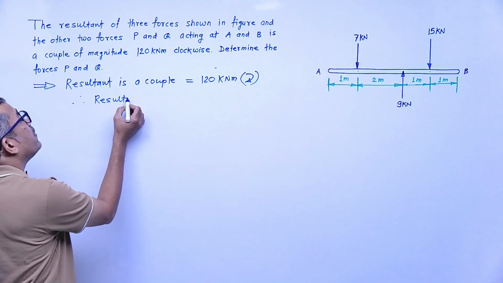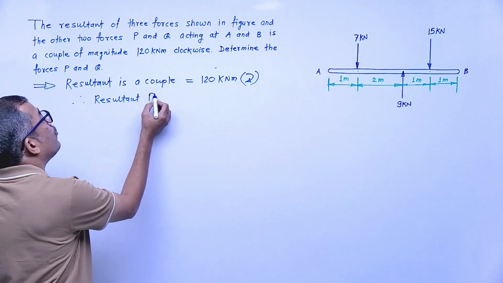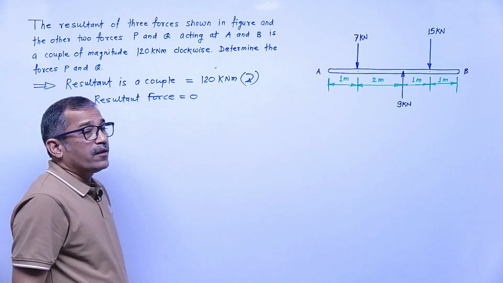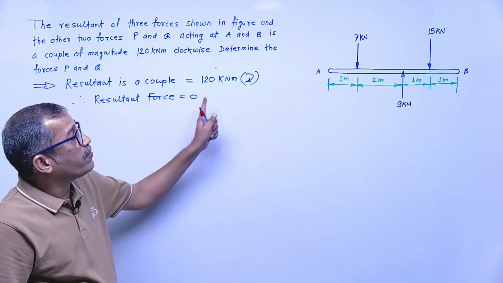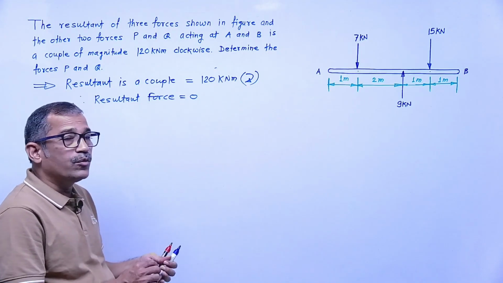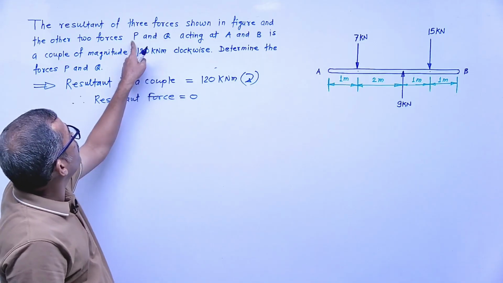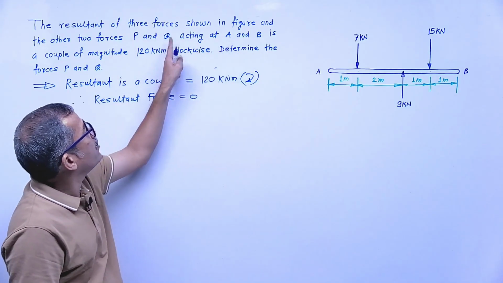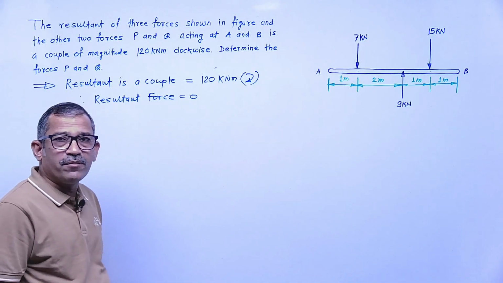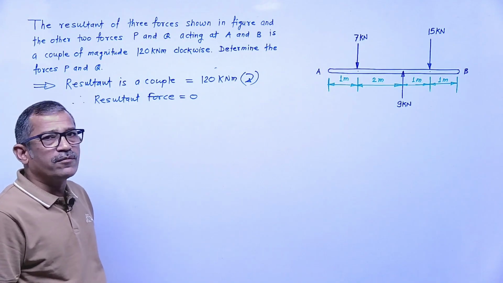That means as per this wording, resultant is a couple of 120 kilonewton meter clockwise, therefore resultant force is 0. Now this is resultant of what? 5 forces, where 3 are shown, other 2 will be represented at A and B. P is acting at A and Q is at B. Direction may be upward, may be downward. We will assume some direction.